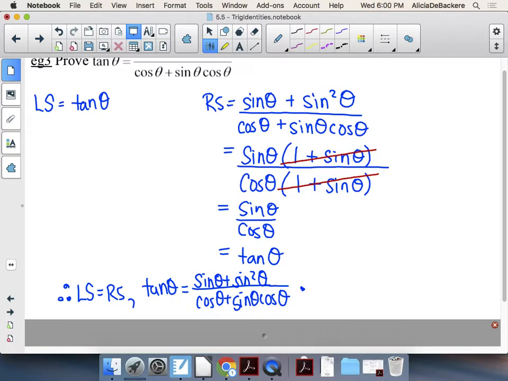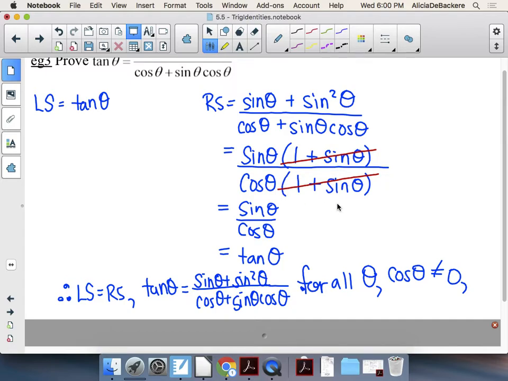This is true for all theta, except we do have some restrictions here. When I state my restrictions, I'm looking at that denominator that I had, after I factored it. This always makes my life a little bit easier. When I look at these factors, I know that the first factor can't equal 0 and the second factor can't equal 0.